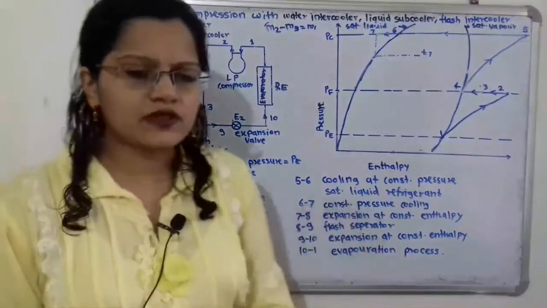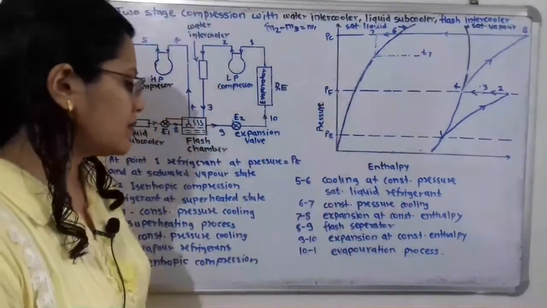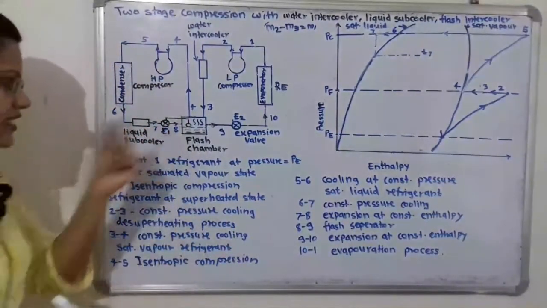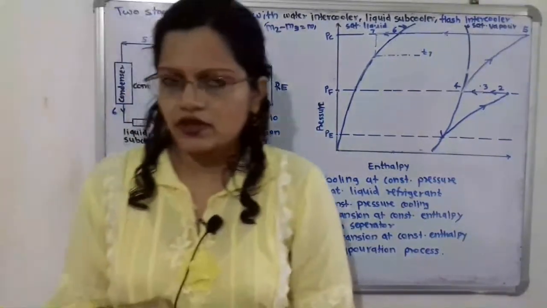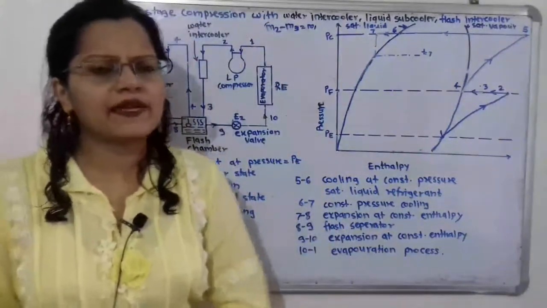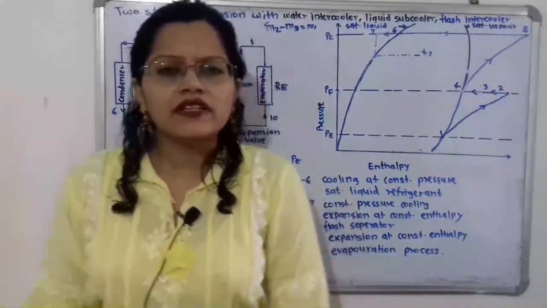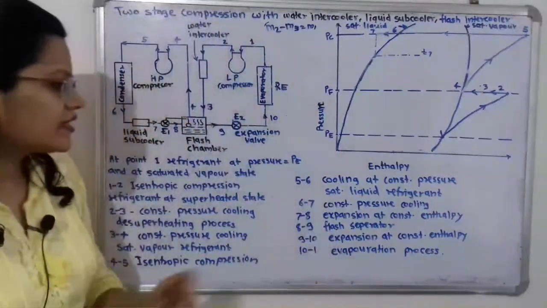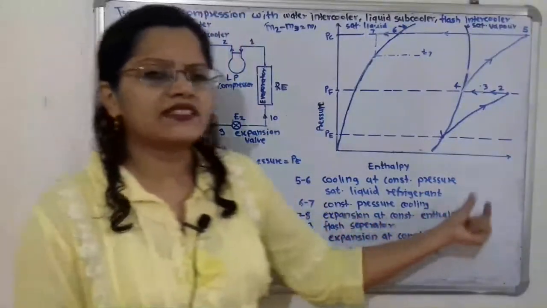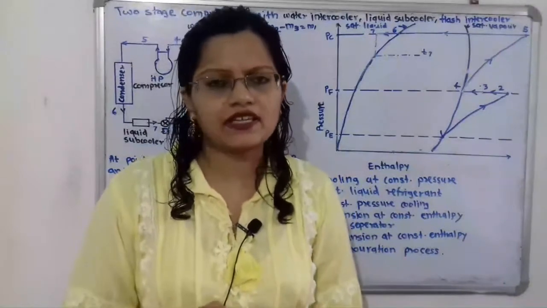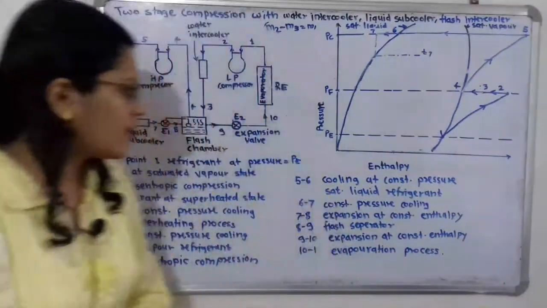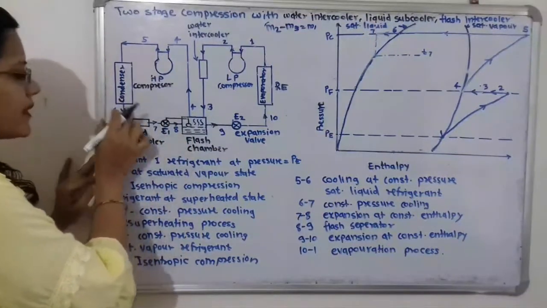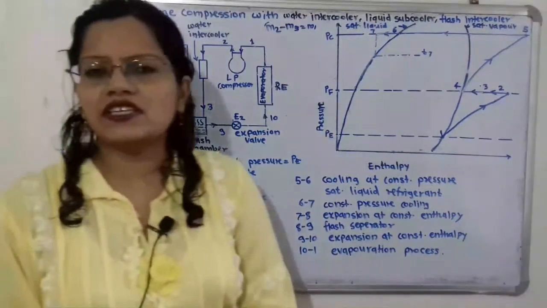So this process 6 to 7 is getting completed. Now if we observe, there is again expansion valve E1. So what is happening with this expansion valve? The pressure is getting decreased, but here the expansion is taking place at constant enthalpy, that is from 7 to 8. Now if we observe in this expansion valve, to what extent the pressure is getting decreased.